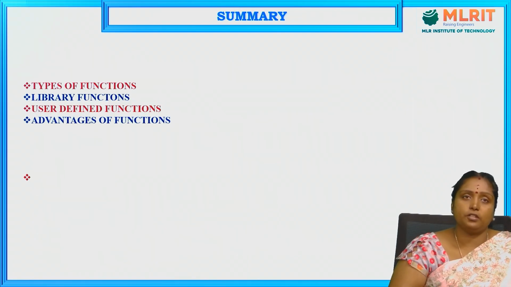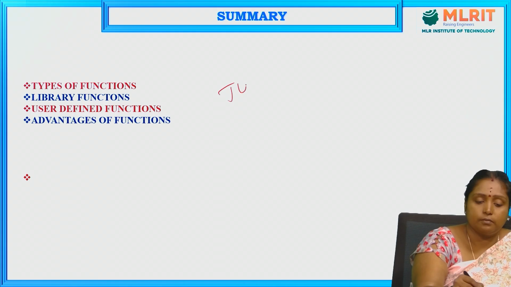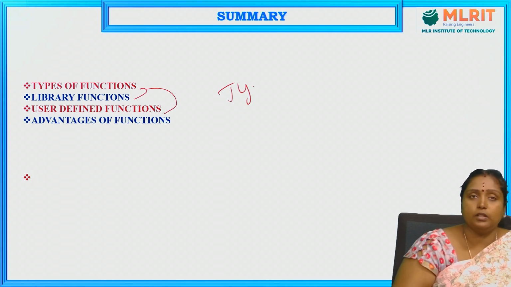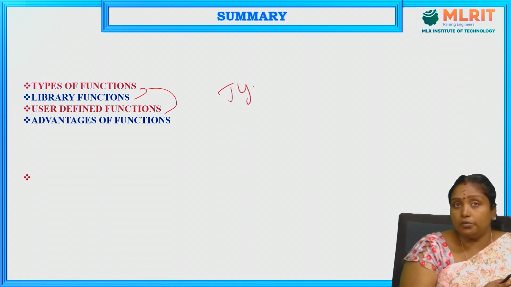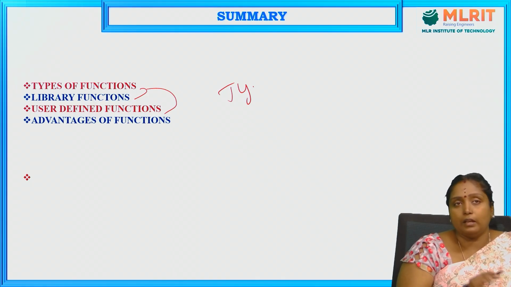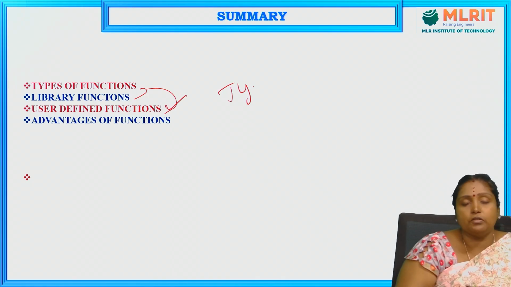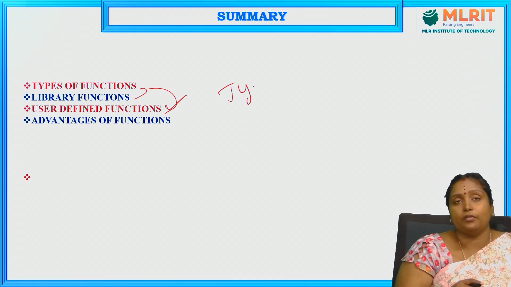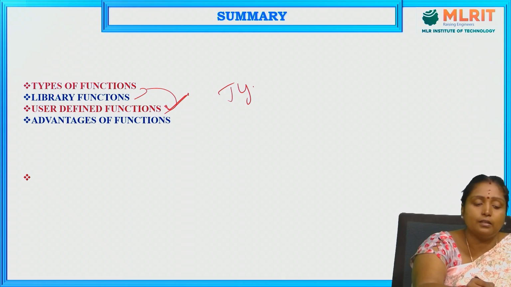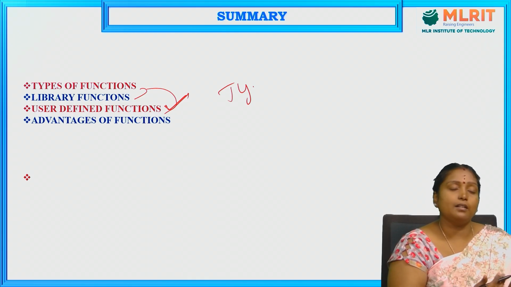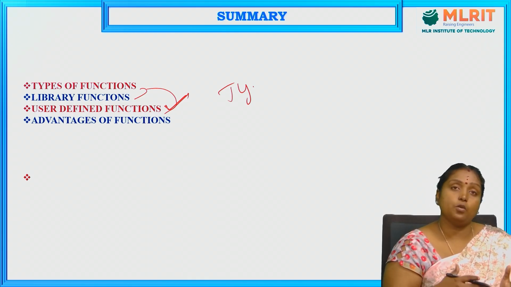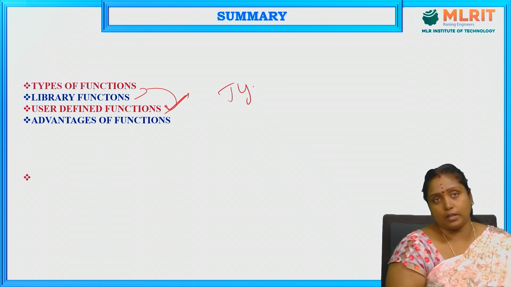Coming to the summary of the session. There are 2 types of functions: library functions and user defined functions. Library functions are the functions already defined in C. We include those header files in our programs and execute them. Whereas user defined functions are the functions which the user defines with their own code. It is like taking cloth from scratch and making our own new dress with our own decision and our own taste. That is a user defined function.